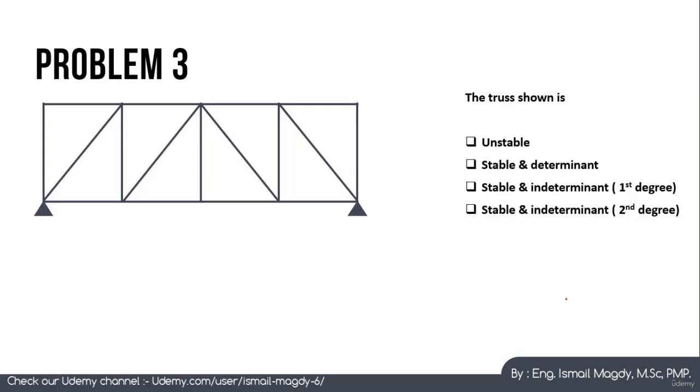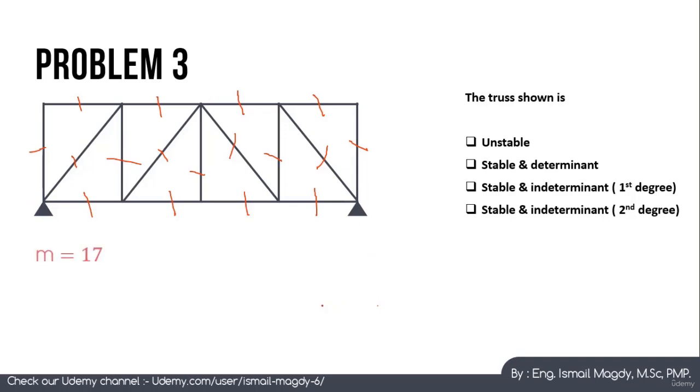So here we have this problem. We have this truss and we want to calculate the stability and the determinacy of this truss. So we will start as usual by calculating first the number of members. We have 1, 2, 3, 4, 5, 6, 7, 8, 9, 10, 11, 12, 13, 14, 15, 16, 17. So we have a total of 17 members.